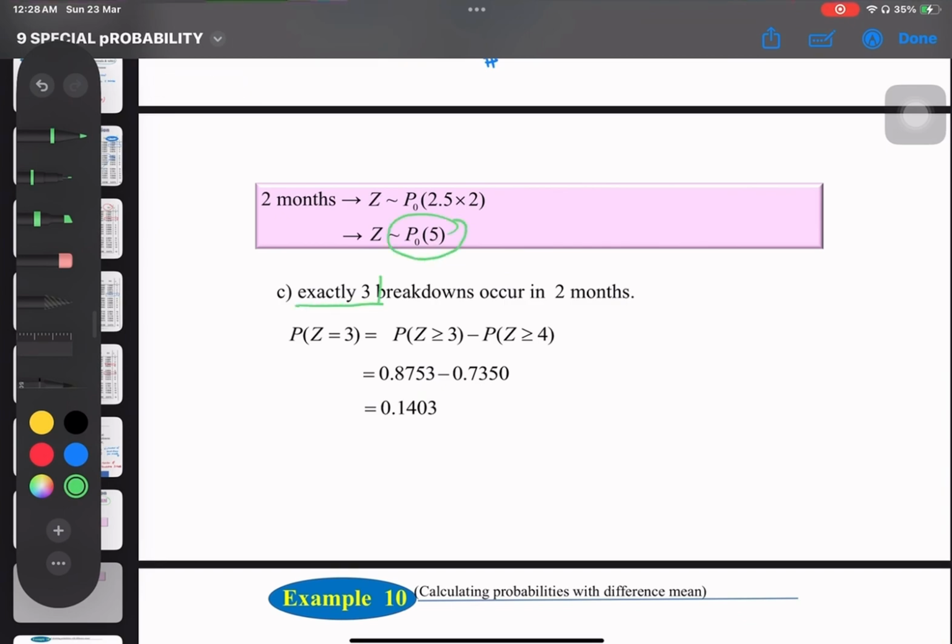For question C, the number of breakdowns in 2 months is denoted with Z. So we find the new mean with 2.5 times 2, we get 5 as the new mean. So we need to find exactly 3 breakdowns occurring in a 2 months period. So the probability of Z equals 3 is equal to the probability of Z greater or equal to 3 minus the probability of Z greater or equal to 4. So read both of them using the statistical table. The final answer is 0.1403.